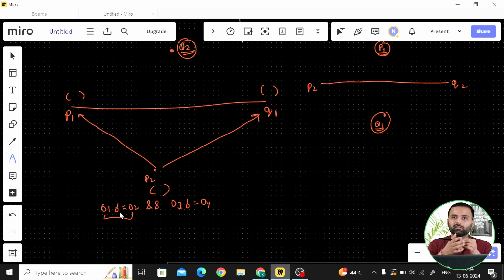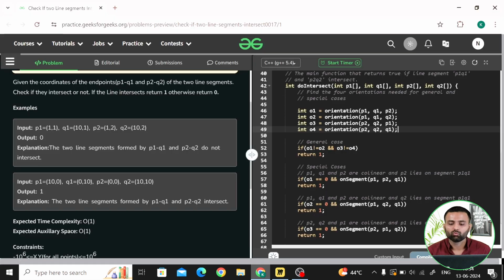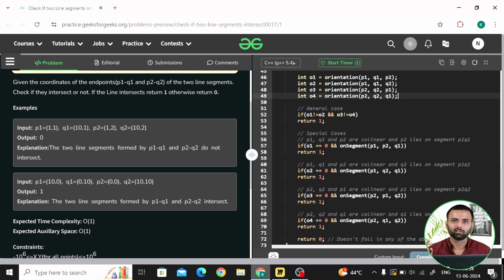We just checked with respect to one line. Now we have to check with respect to this line also. In that case also, if O3 and O4 are not matched, either clockwise and anti-clockwise, or anti-clockwise and clockwise, it means the intersection is there. So I simply return 1 in that case. That's the first case.